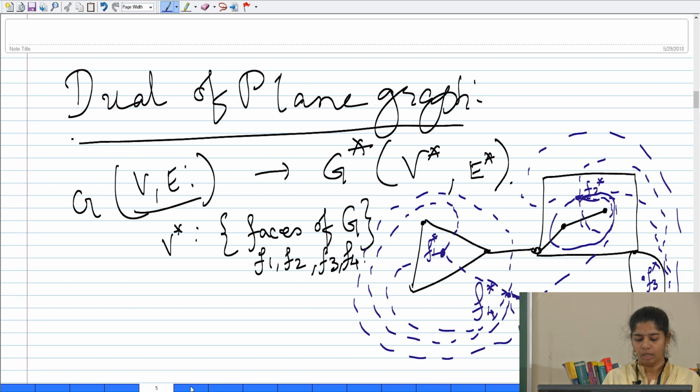So, the next one is about the number of vertices, number of edges and number of faces that a planar graph contains. Okay.